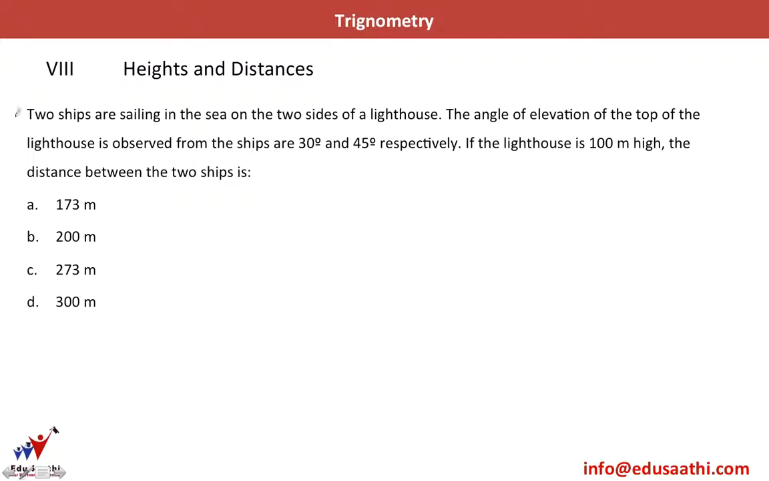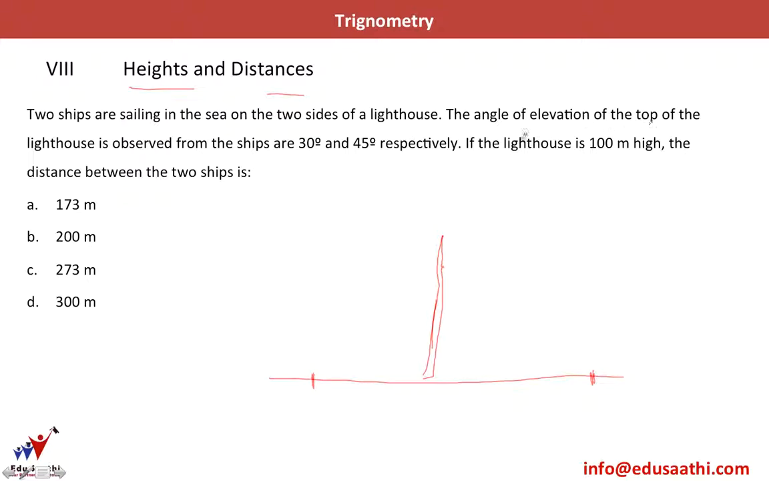Let's take a couple of examples on heights and distances. Two ships are sailing in the sea on the two sides of a lighthouse. So I have a lighthouse here. Let me draw a lighthouse. And then I have two ships. They are on different sides of the lighthouse. So if this is the lighthouse, I have one ship here on one side and the other ship here on the other side.